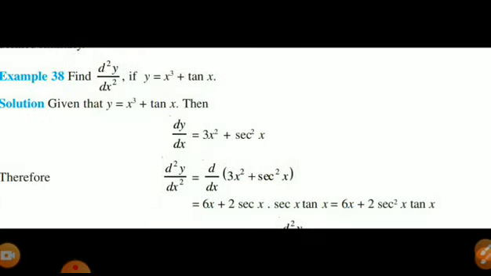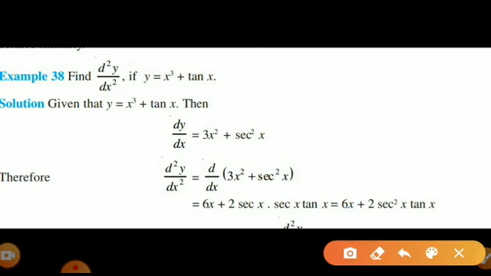That will be nothing but the symbols used for your second order derivatives. Okay. I'll see the examples regarding it. First question is find d2y by dx square if y is equal to x cube plus tan x. That means first what should be done? Find the derivative of y with respect to x. So dy by dx is equal to derivative of x cube, which is 3x square, plus derivative of tan x, which is sec square x.